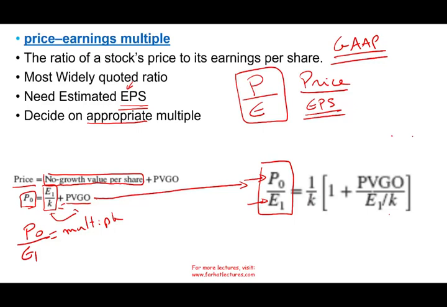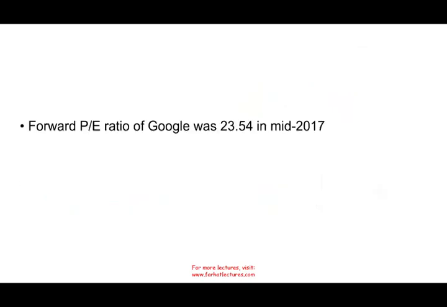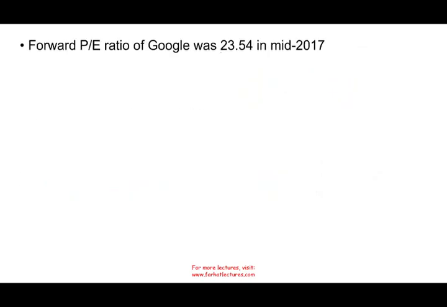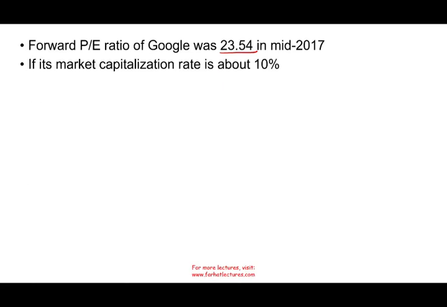So we went from this formula to this formula. All we did is rearrange the formulas, taking 4 or 5 steps to come up to this. Let me show you how this works. Let's assume the forward PE ratio of Google is 23.54 in mid-2017. If the market capitalization rate K is about 10%, here's what we can do.